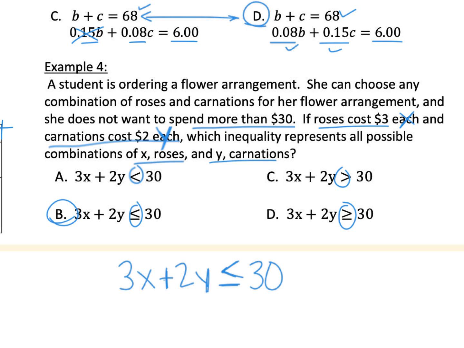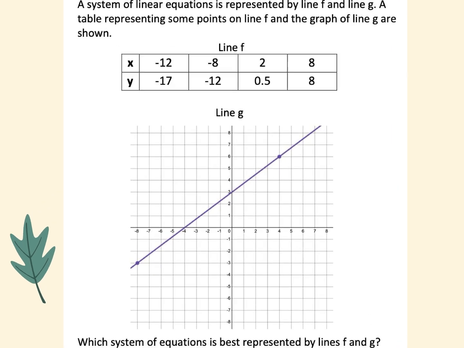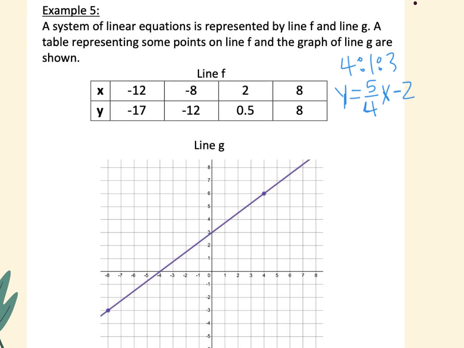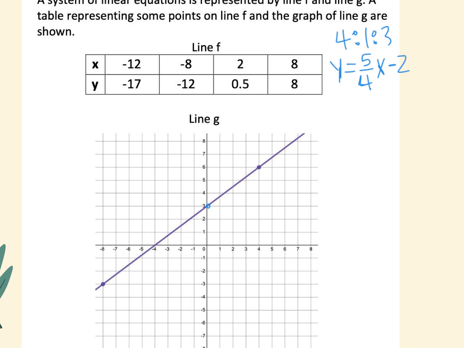We have one more example, and this one might involve you using lists and spreadsheets. So if you have your yellow calculator, you can do 413 to get the equation of this. I will tell you it is y equals, you could also use Desmos, y equals 5 over 4x minus 2. And then we would also need to write our equation for our graph.